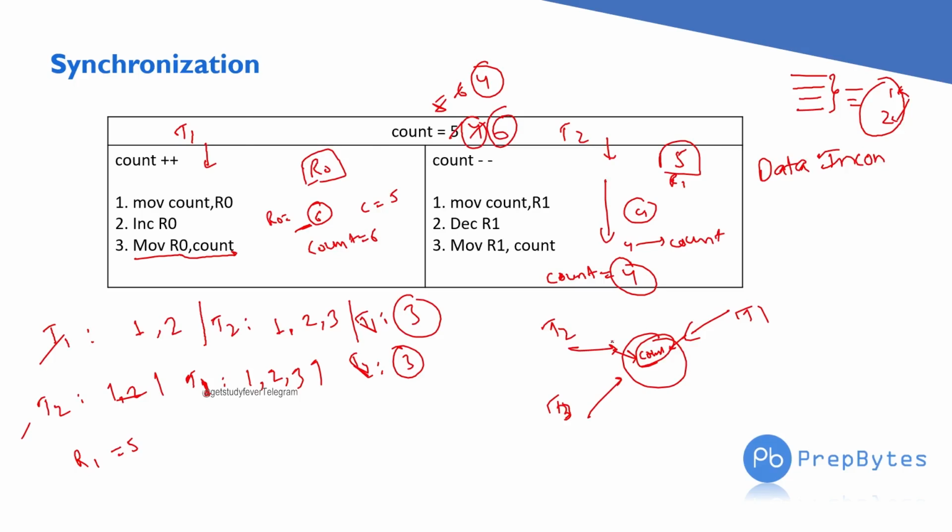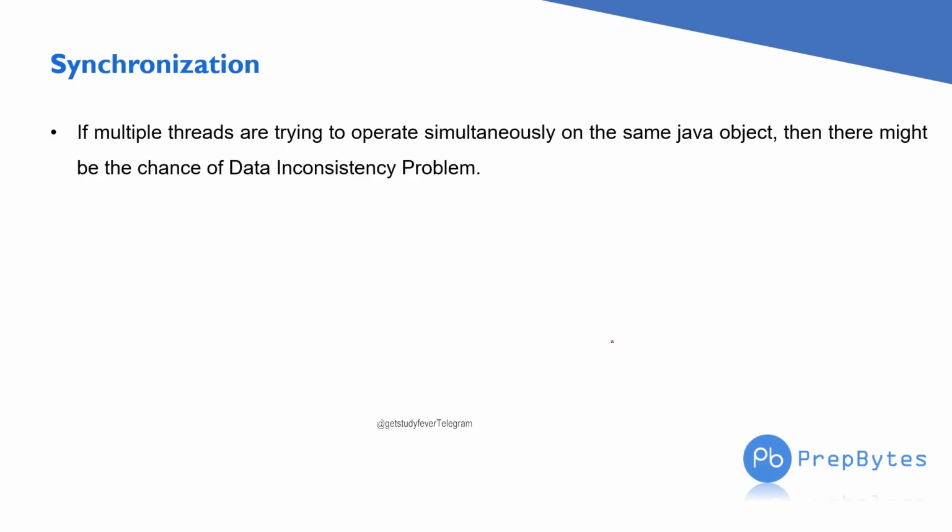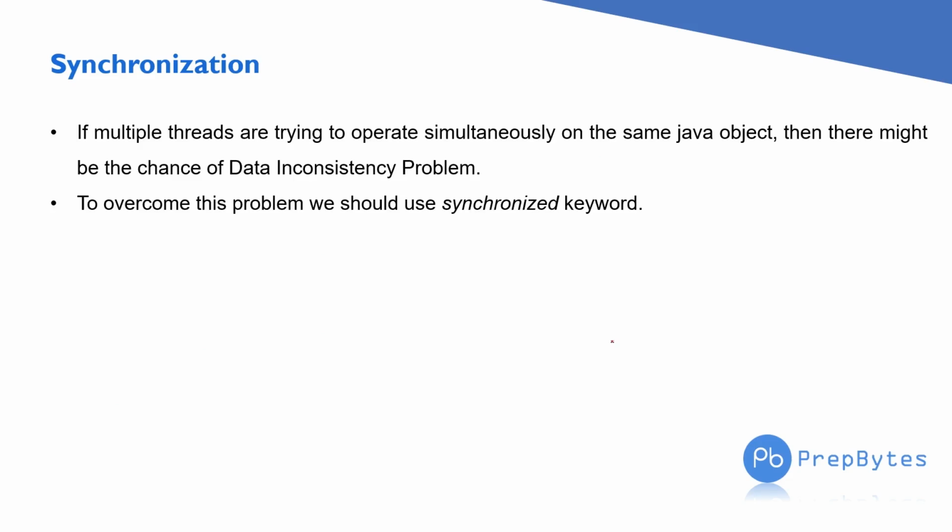Let's see some points for this. If multiple threads are trying to operate simultaneously on the same Java object, then there might be a chance of data inconsistency problem. To overcome this problem, we should use the synchronized keyword. This is a keyword that is provided to us by Java. We will see it in the code also.